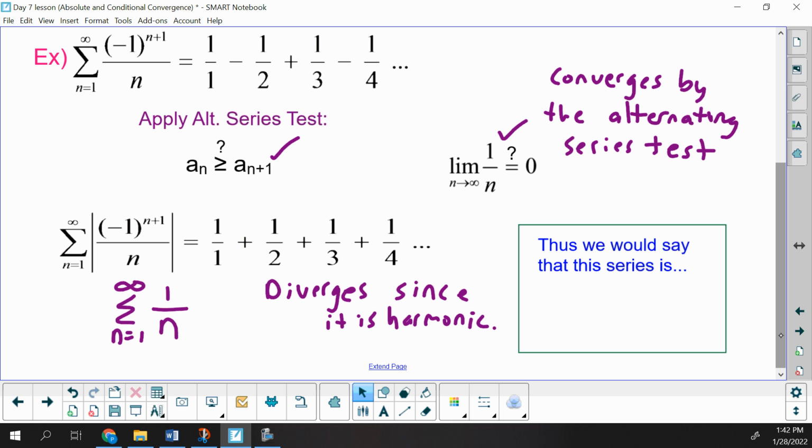So that's one explanation you can have. Or this is a p series where p is 1. So, or we could say it diverges because it's a p series with our p greater than 0, but less than or equal to 1. If p is bigger than 1, that's when it will converge. So because the original converged, but the absolute value of the series diverged, we would say that this original series is conditionally convergent.